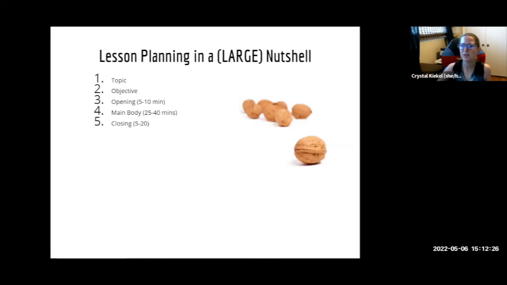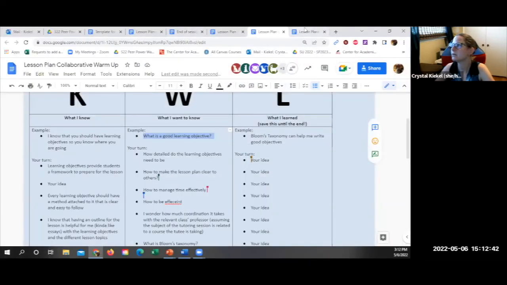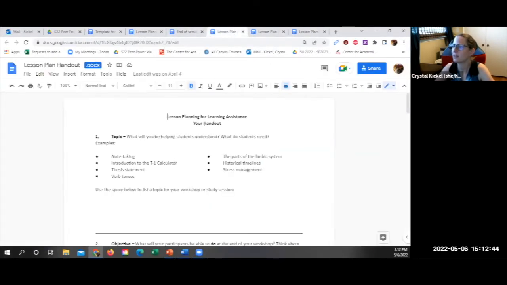And again, we are going to actually have you write examples of topics, objectives, openings, main bodies, and closings as we go. And so in order to do that, we're going to put one more link in the chat, and that is to a lesson planning handout. The lesson planning handout looks like this. So you can go there. If you're going to use this by yourself, make sure you download it first.